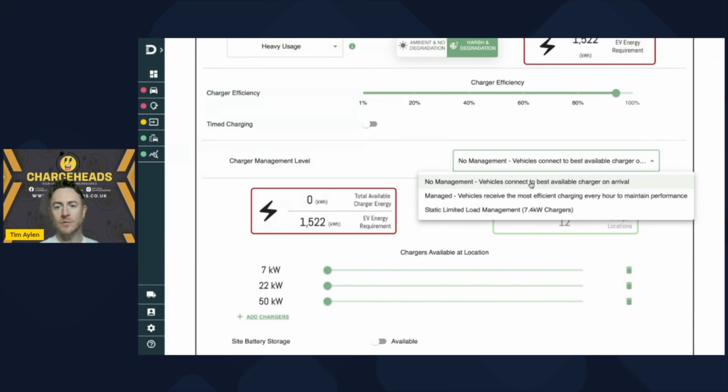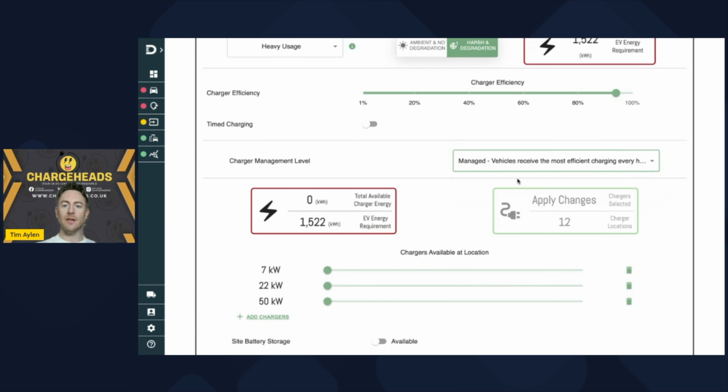Charger management level. So we can simulate no management, which basically means from the telematics, it's telling us, okay, when the vehicle comes in, it gets on the charge. And when the telematics tells us the vehicle has left the depot, it comes off the charger. With managed, that charges the vehicle up to where it needs to be, and then that charge will go into another vehicle, even if the vehicle that was originally charging has not left the depot.